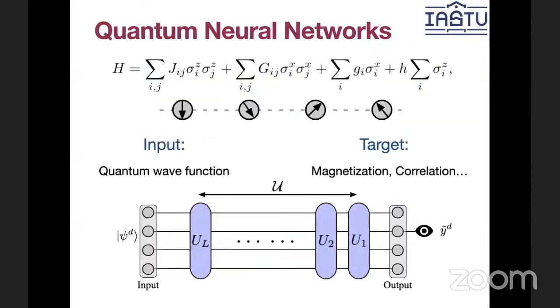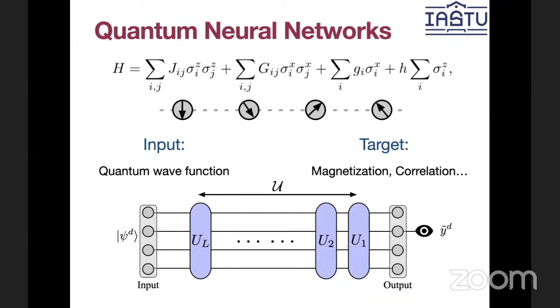And in recent years, people focus more on quantum systems, like quantum information and quantum computation, and generate quantum neural networks, which can be used to deal with the quantum wave function and to give us good predictions about physical properties like the magnetization or the correlation functions.